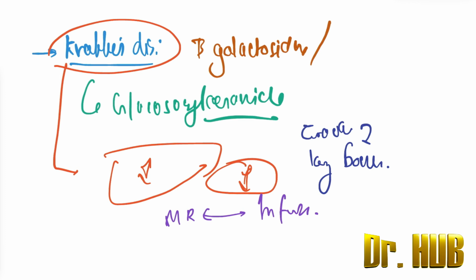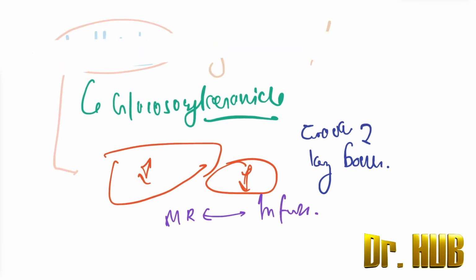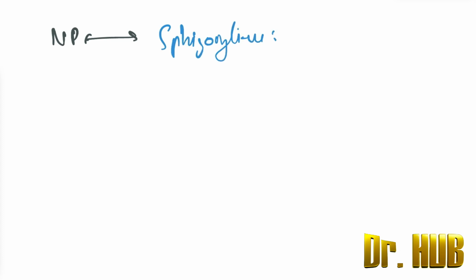Then we move on to NP disease. What is meant by NP disease? NP disease is Niemann-Pick disease. In Niemann-Pick disease, the enzyme defect is of sphingomyelinase. Then we look at the lipid which is accumulating. The lipid accumulating is sphingomyelin. So it's very easy: the enzyme is sphingomyelinase, and the lipid which is accumulating is sphingomyelin.